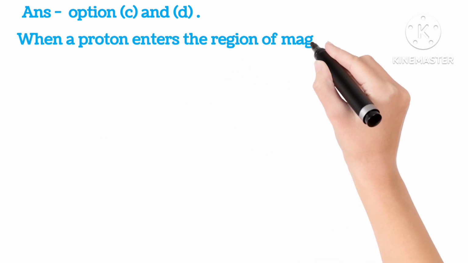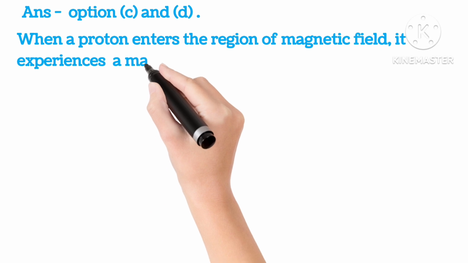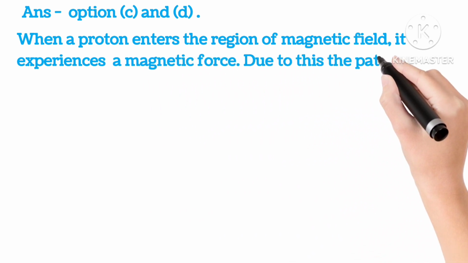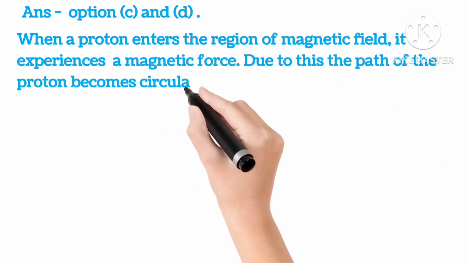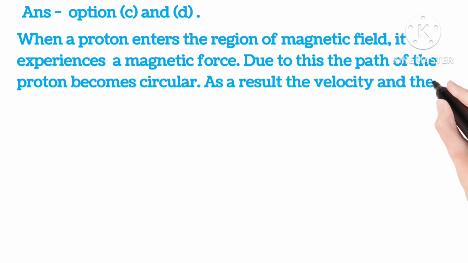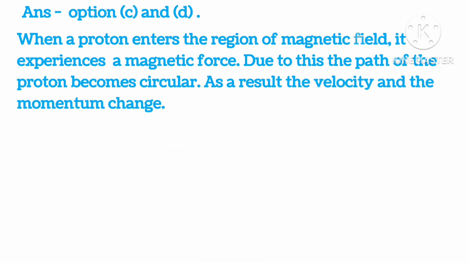When the proton enters the region of the magnetic field, it experiences a magnetic force. Due to this, the path of the proton becomes circular. As a result, the velocity and the momentum change.